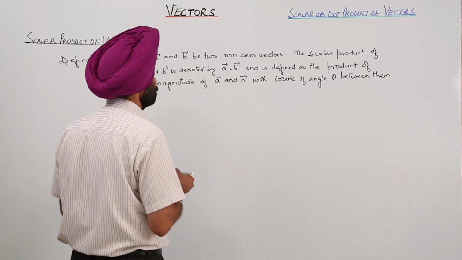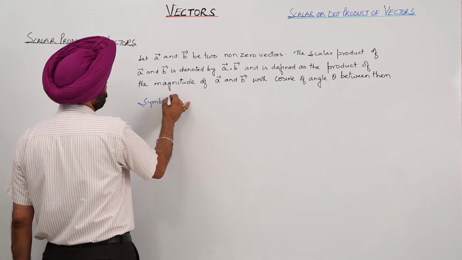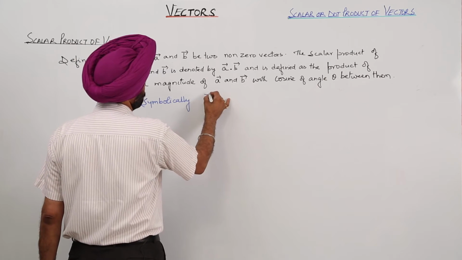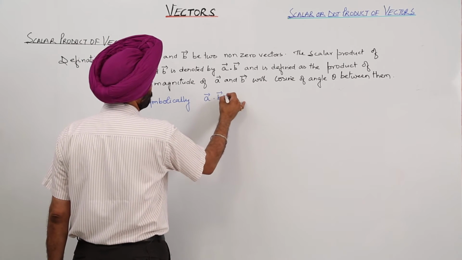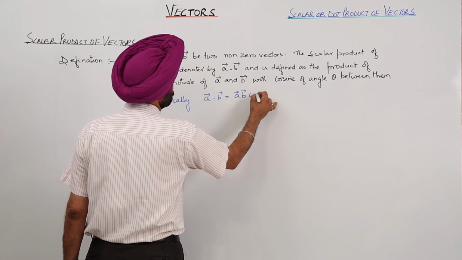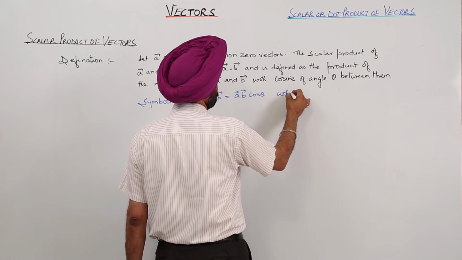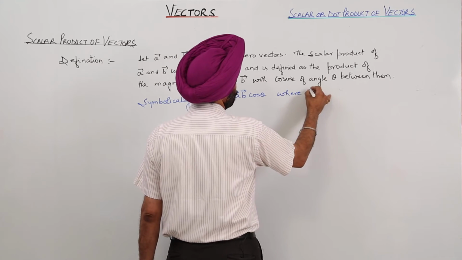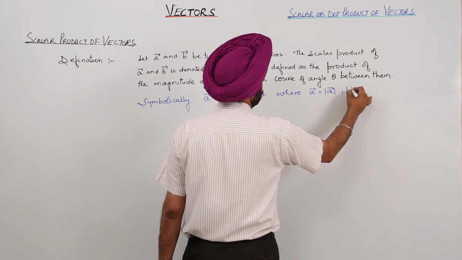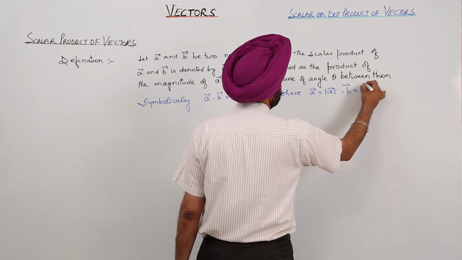Now, symbolically, we are writing vector A dot vector B is equal to vector A vector B cos theta, where vector A is equal to the magnitude of vector A and vector B is equal to the magnitude of vector B.